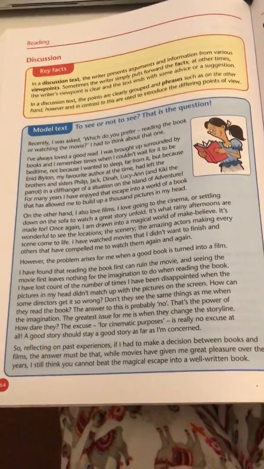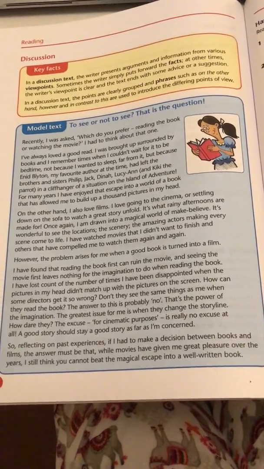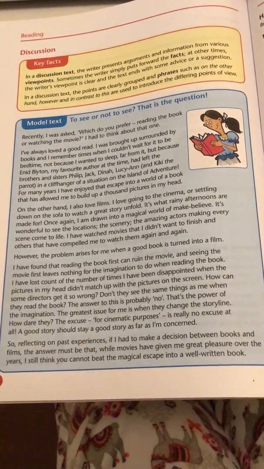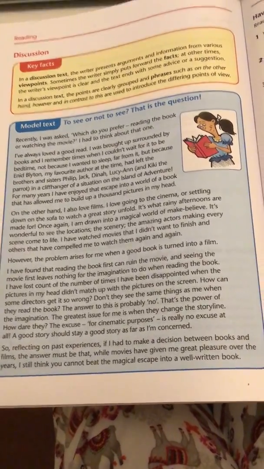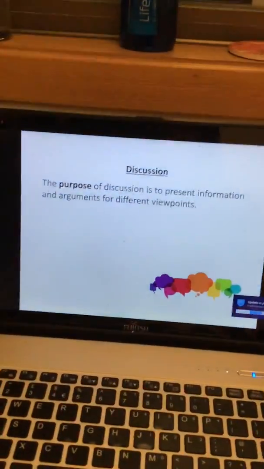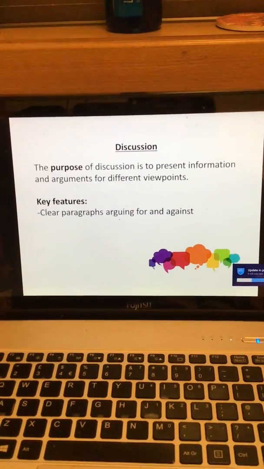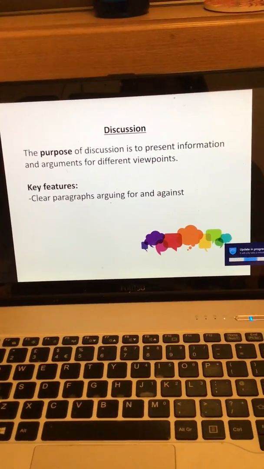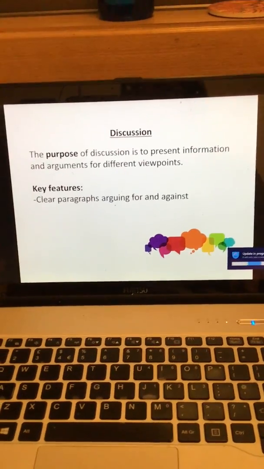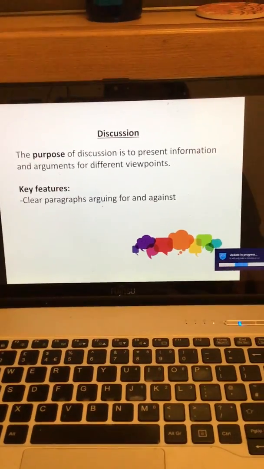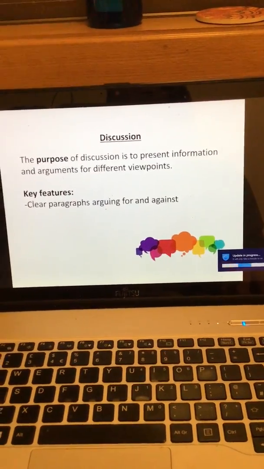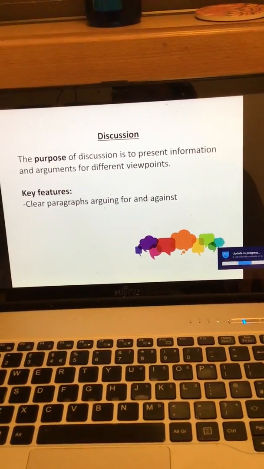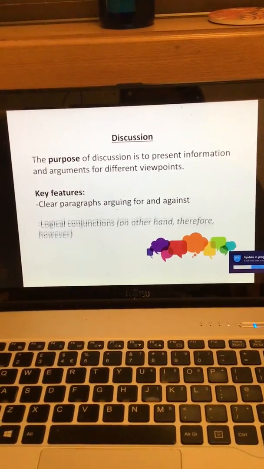Now, sometimes in discussions, people give a decision at the end about which argument or reason is better, but sometimes not. So for our key features of discussions, the first one is clear paragraphs arguing for and against. So the information should be sorted into paragraphs. You shouldn't really have paragraphs which are a bit with one viewpoint and a bit with another. The paragraph should be clearly sorted into sections.